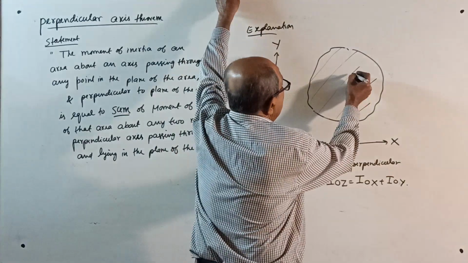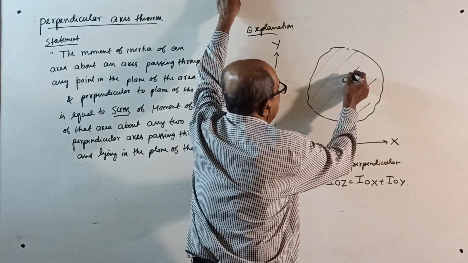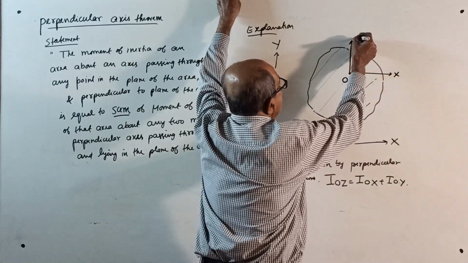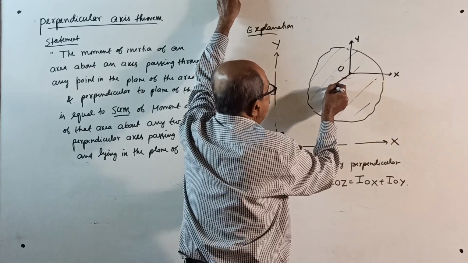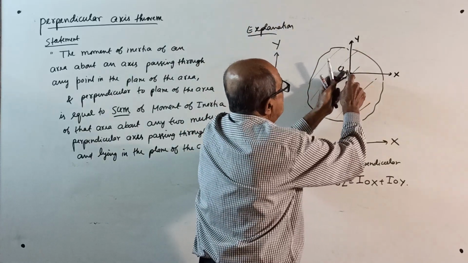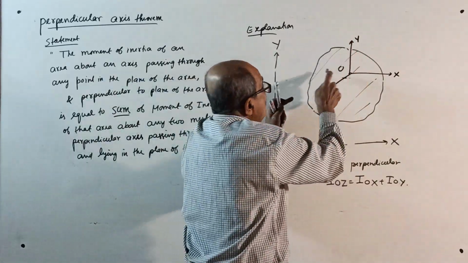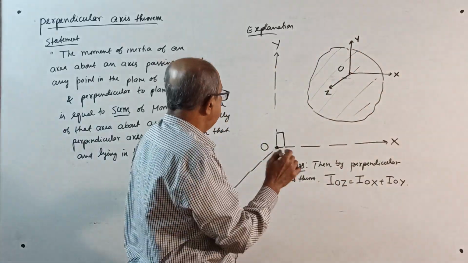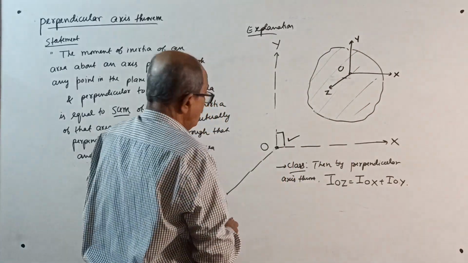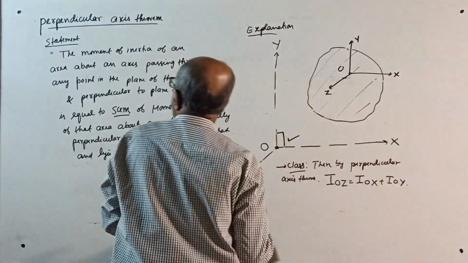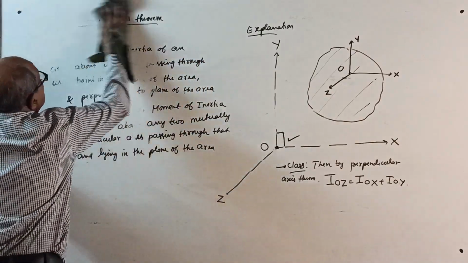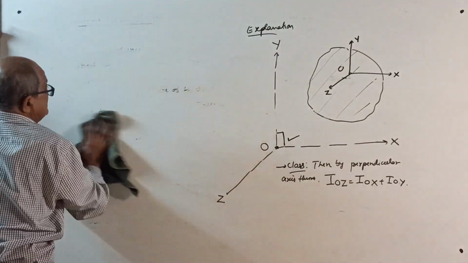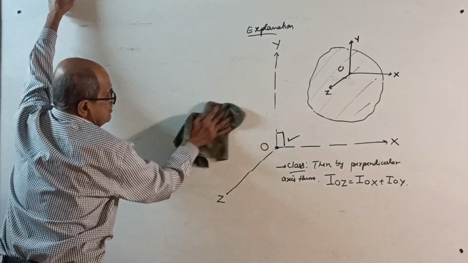Suppose you take any point O here. This is OX, this is OY, and this is OZ. Then I about OZ equals I about OX plus I about OY. You can mark it anywhere, but for the proof, I will take this one. Now lastly, the proof. It is not a big one, a very small proof. I will finish it in a single stretch, no pausing, because it is very, very simple.